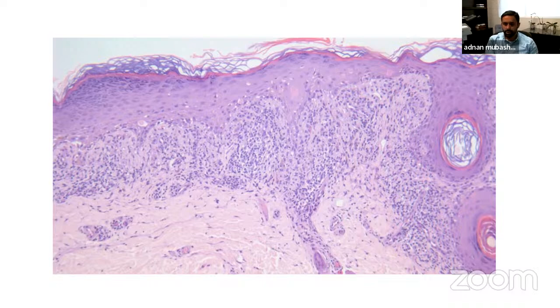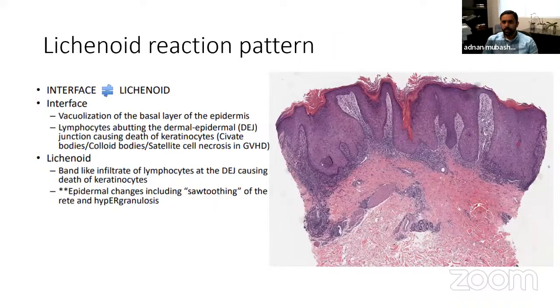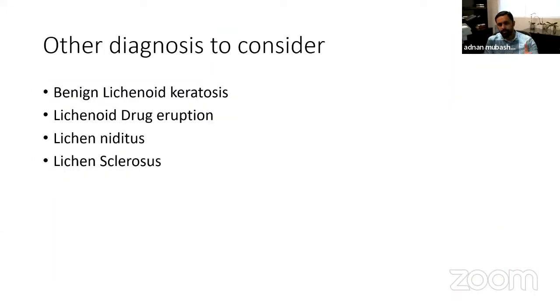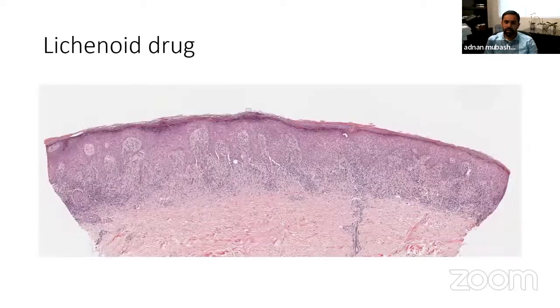There are other entities that can show lichenoid inflammation or vacuolar interface dermatitis. Benign lichenoid keratosis can show similar histology, but as opposed to a rash, you will have a single lesion. Lichenoid drug eruption will literally show you the same histology, but will likely have eosinophils, because drug eruptions usually have eosinophils, not always, but likely. And then lichen nitidus, lichen sclerosus.